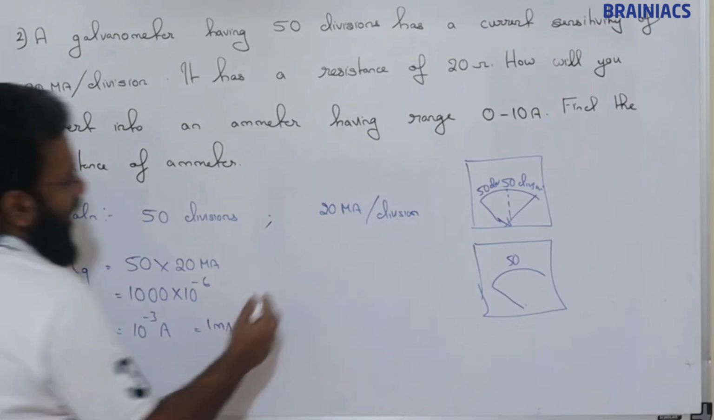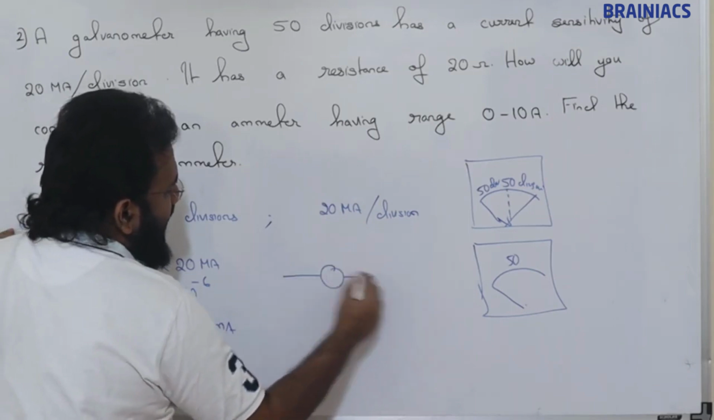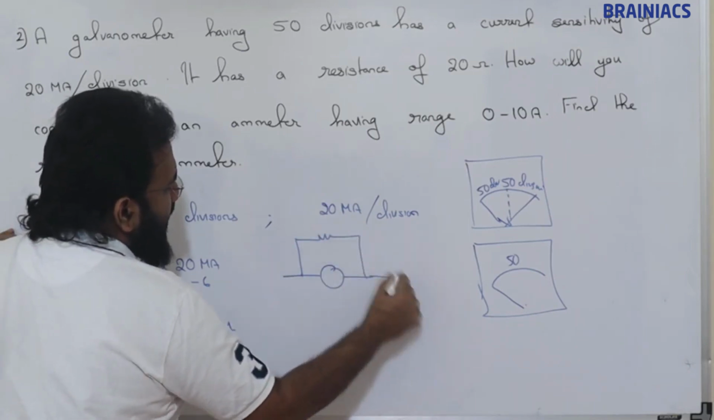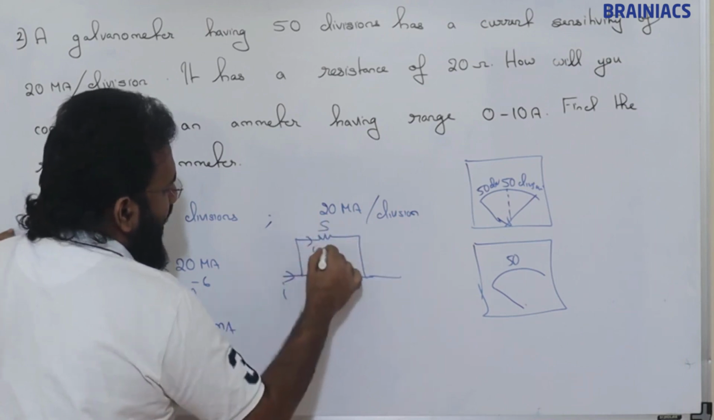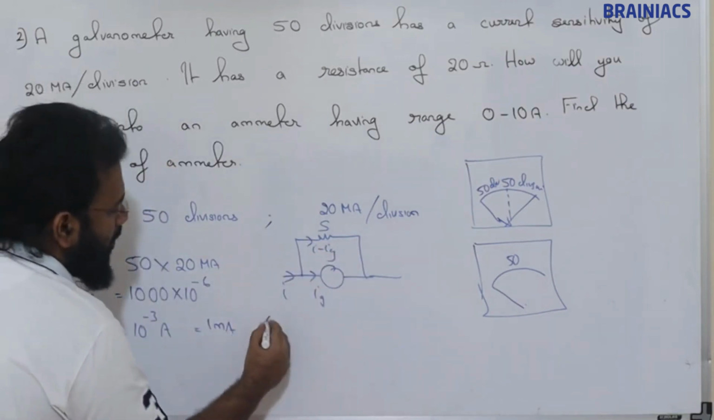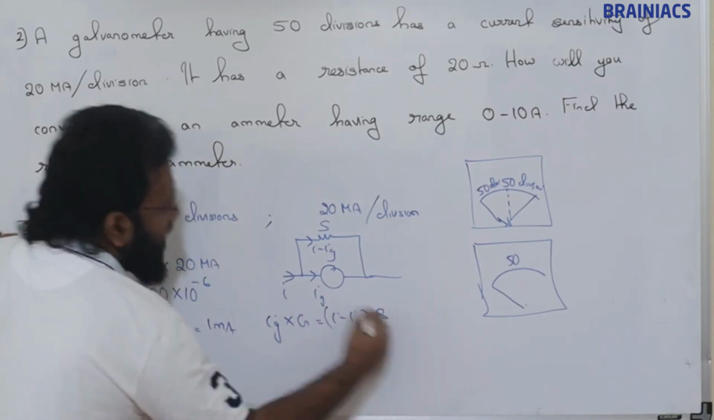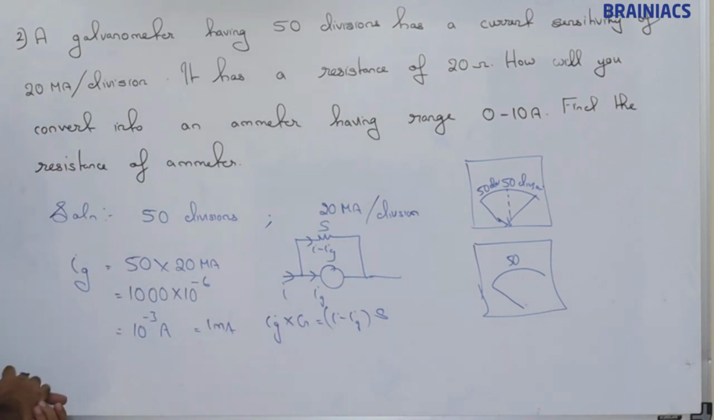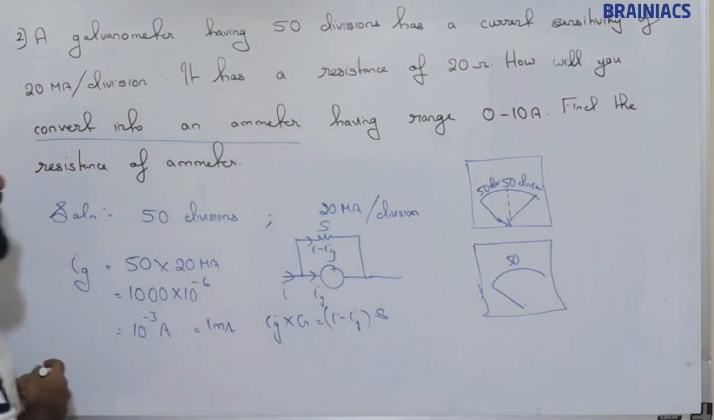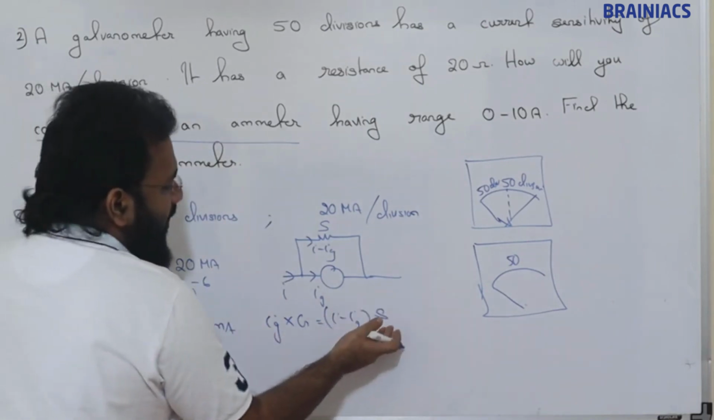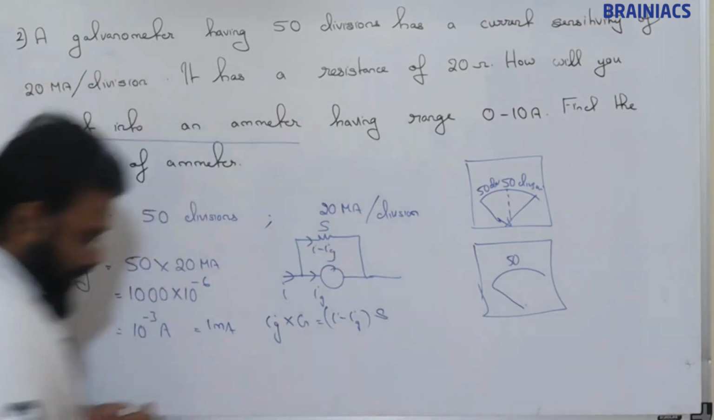So that is ready. Now suppose this is the galvanometer, this is the shunt resistance, and the currents are I, Ig, and I minus Ig. So Ig into G is equal to (I minus Ig) into S. The shunt resistance we need to find. The question is how will you convert it into an ammeter having range 0 to 10 ampere? We will have to connect a shunt resistance. So we will find it.